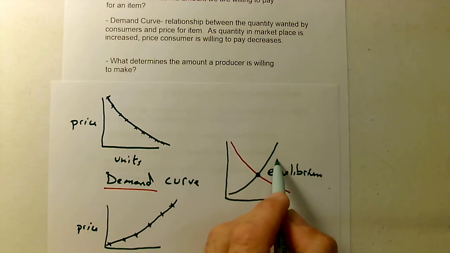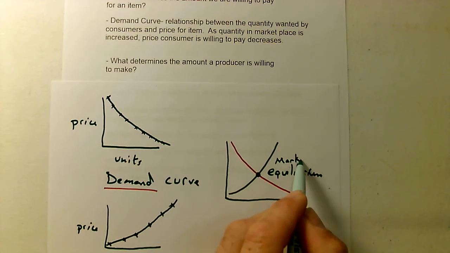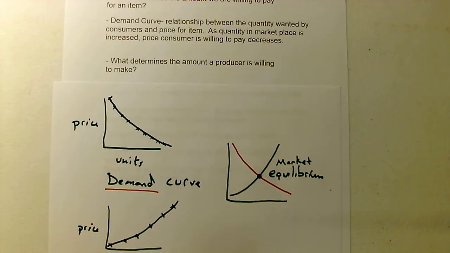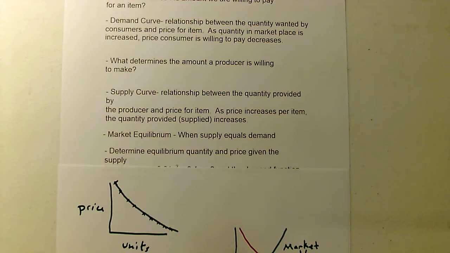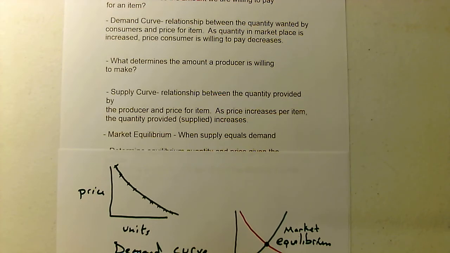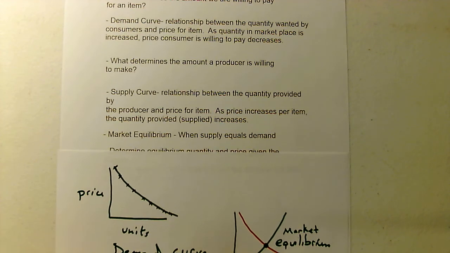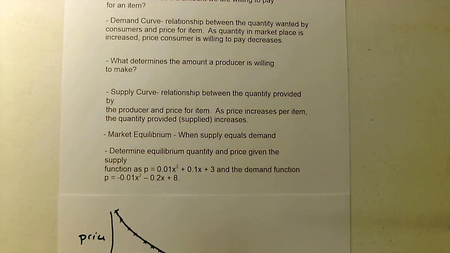And market equilibrium, if you wish. So that's when the supply is going to equal the demand. Alright, so market equilibrium is when supply equals demand. So what can we do with this information? What we're going to ask you to do today is to be able to find where that market equilibrium occurs.